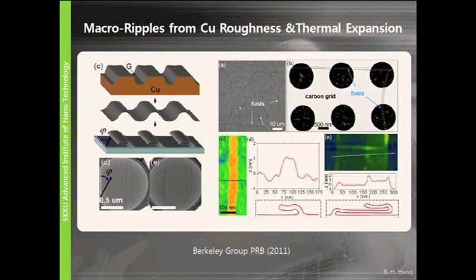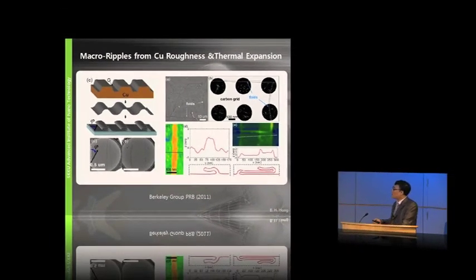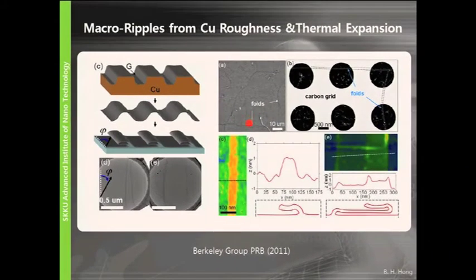So as shown in this paper recently published in PRB, they artificially controlled the morphology of copper, and they found that, because of the copper roughness and the negative thermal expansion of graphene, we often see this multiple folding of graphene when we transfer graphene onto a flat substrate. But in this case, the density of these folds is just one or two in probably a 100 micrometer scale. So this means that if you make a device a few micrometers large, this multiple folding is not so important.